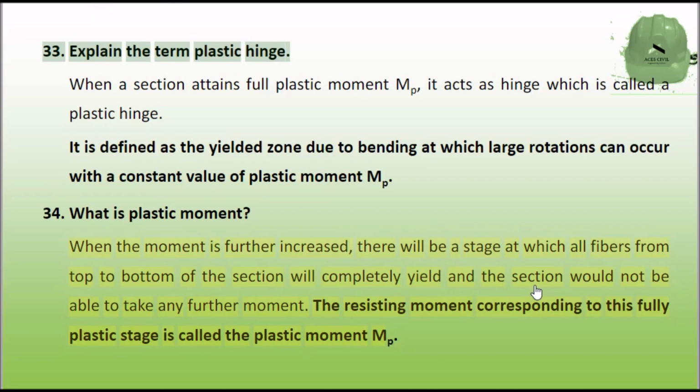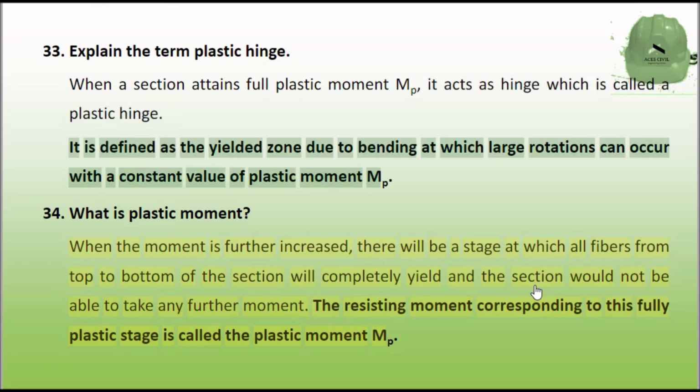Explain the term plastic hinge. When a section attains full plastic moment Mp, it acts as a hinge, which is called a plastic hinge. It is defined as the yielded zone due to bending at which large rotations can occur with a constant value of plastic moment Mp.